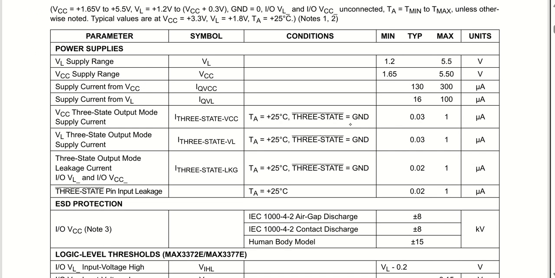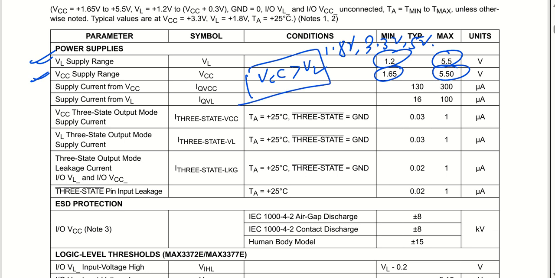Now let us get into the electrical characteristics. So VL supply voltage range is 1.2 volt to 5.5 volts. So you can use it for 1.2 volt as well as 1.8 volt, and then 3.3 volt and 5 volt, all other things you can utilize. VCC you can use from 1.65 to 5.5. Just try to make sure that VCC is always greater than VL. Okay. So whatever circuit you are trying to use, just make sure VCC is greater than VL.